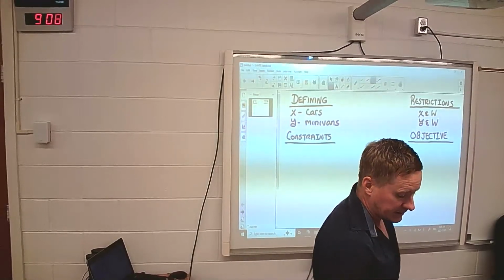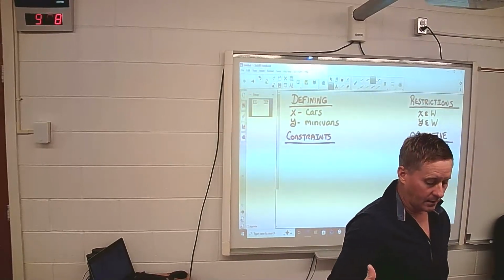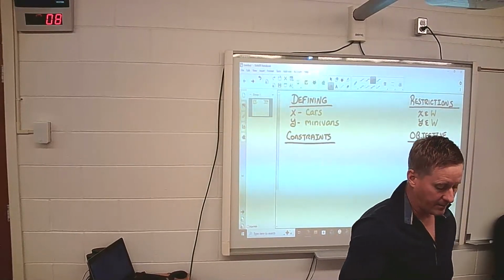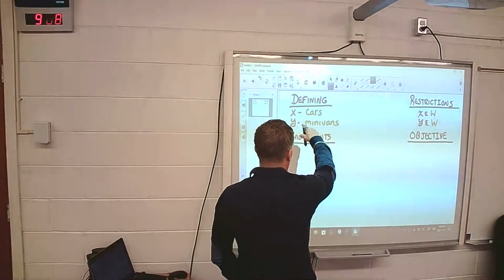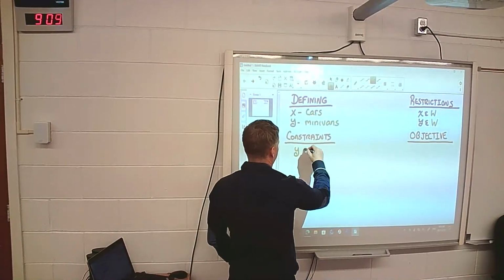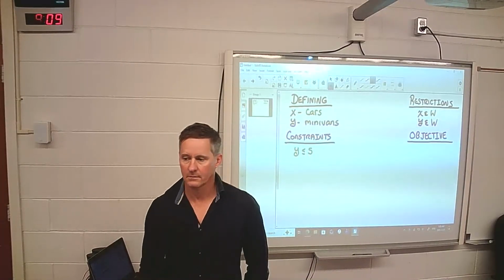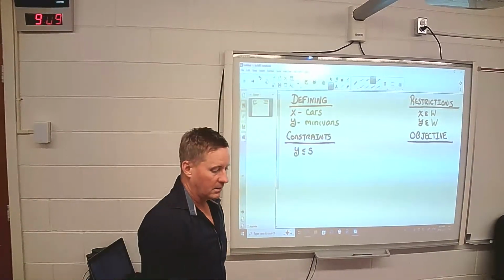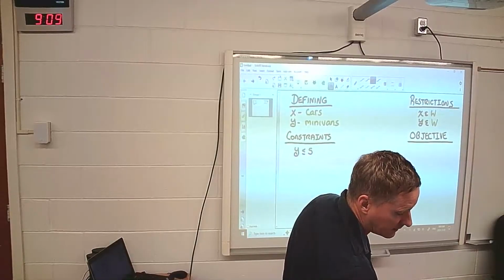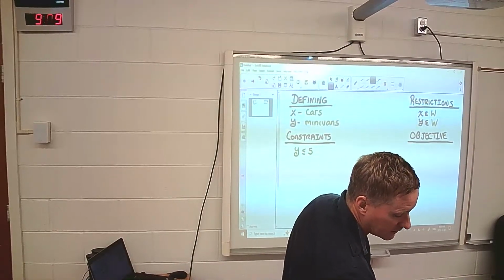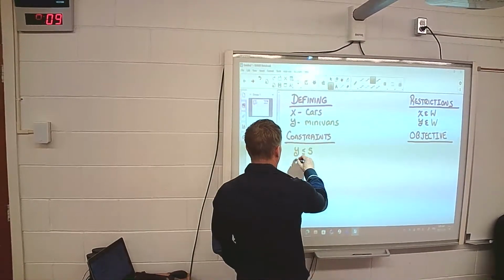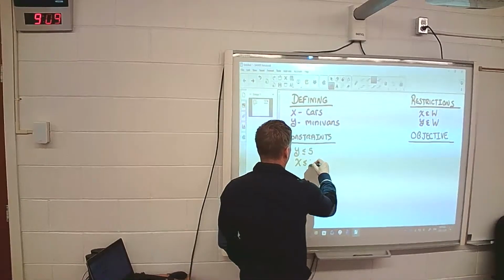So, constraints. No more than 5 minivans, so Y has to be less than or equal to 5. No more than 11 cars. X less than or equal to 11.